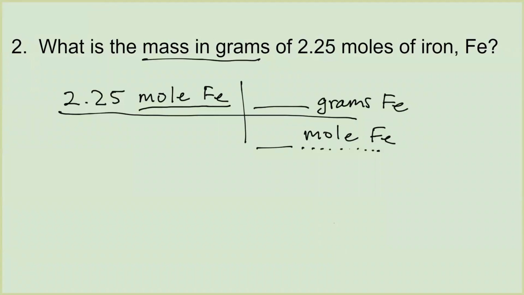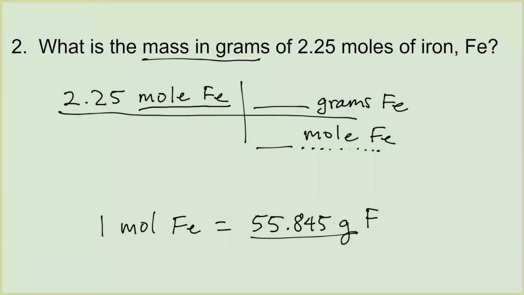So we're going to look at our periodic table. We're going to find iron. And if you look at your periodic table, iron is number 26. 1 mole of iron has a mass of 55.845 grams. Okay, now we just need to plug these numbers in. The 1 is with moles, so we put the 1 right here. The 55.845 is with grams, so we put that number up there.